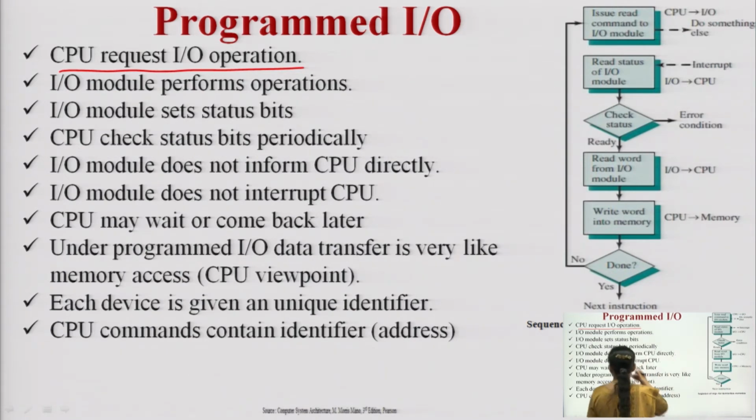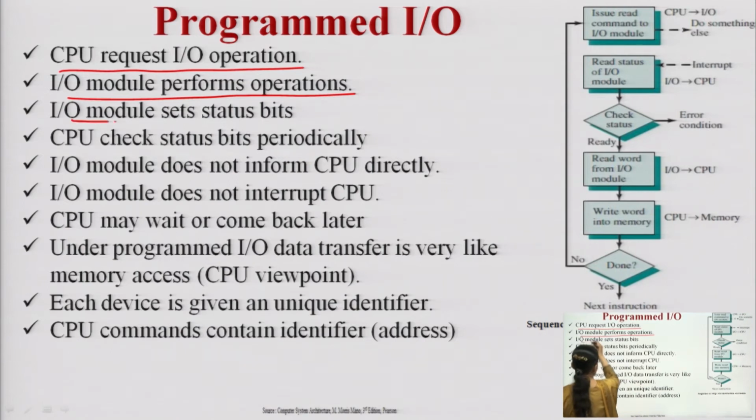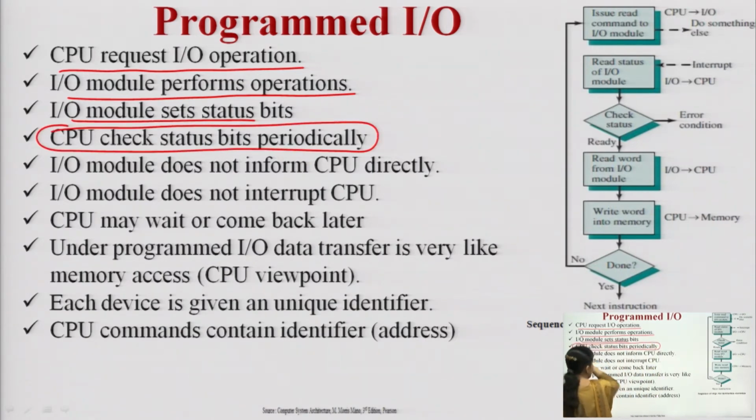Then the IO module performs the operations. Then the IO module sets the status bits. Now the task of the CPU is continuously checking the status bit periodically. If this is cleared to 0, that means that 1 byte of transfer has taken place successfully, and if this flag is 1, that means the data has to be read from the interface by the CPU now.